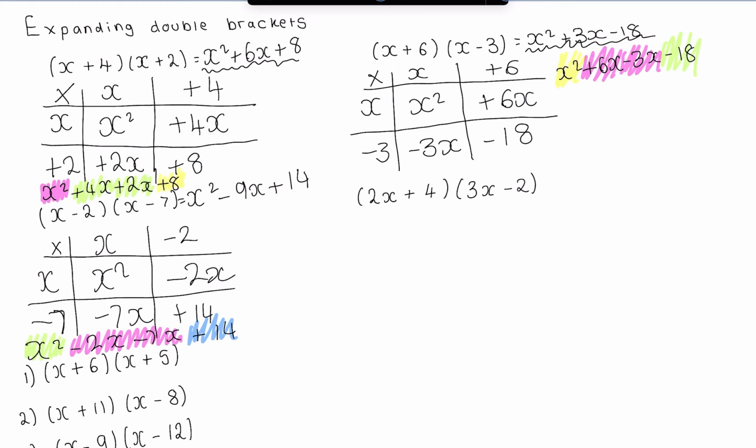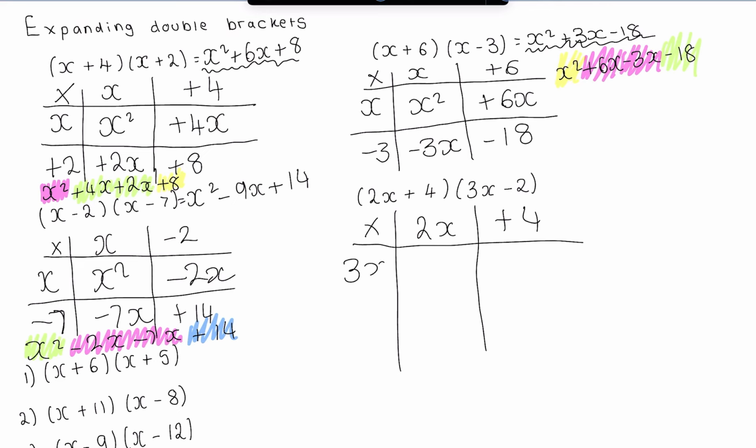Now our final example is going to look at when I've got a coefficient of the x. It's just slightly trickier in terms of our multiplying, but again, the method stays exactly the same. I'm going to split the two terms at the top, so I've got 2x and a plus 4, and then here I've got a 3x and a minus 2.